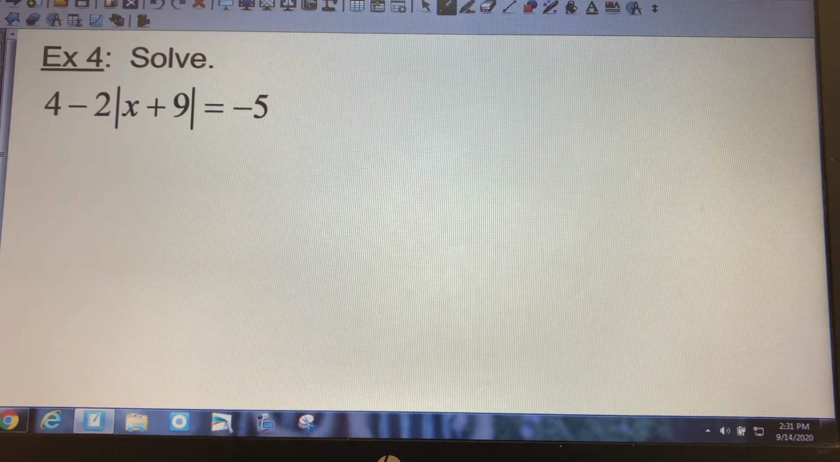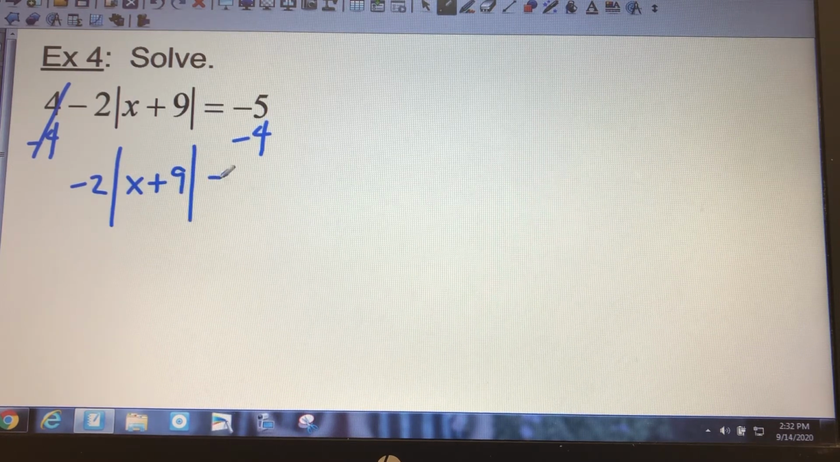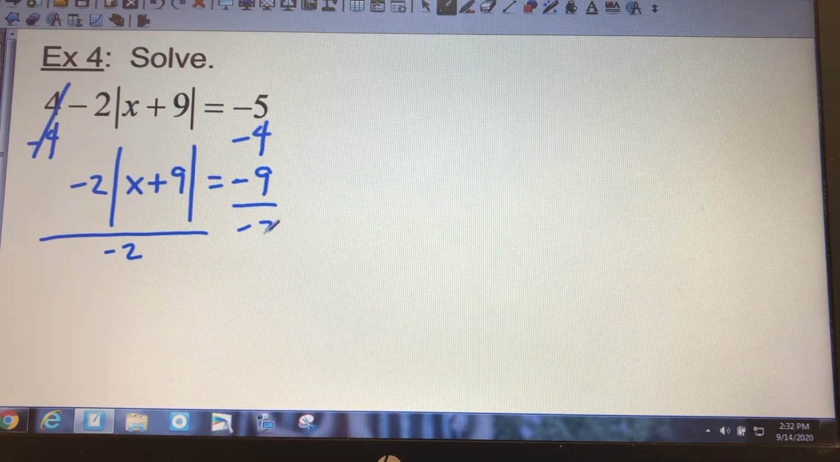All right, let's try this one. Again, we're trying to solve for x. Now, we have to set up our two parts, but we can't do that yet until we get the absolute value part by itself. So we need to subtract 4, and then divide both sides by -2. That's the opposite of multiplication.